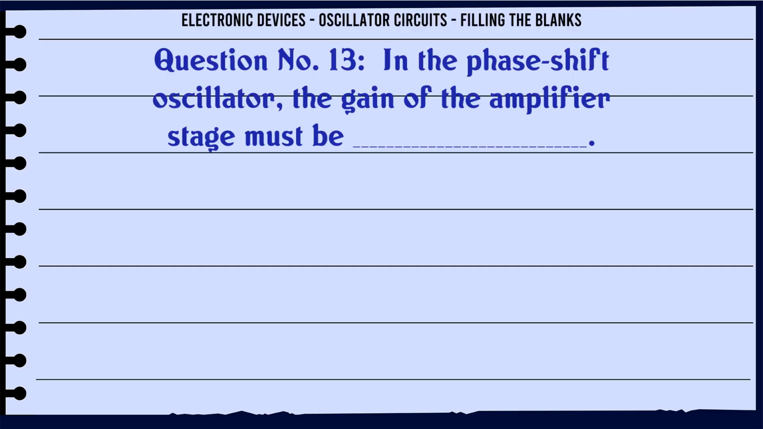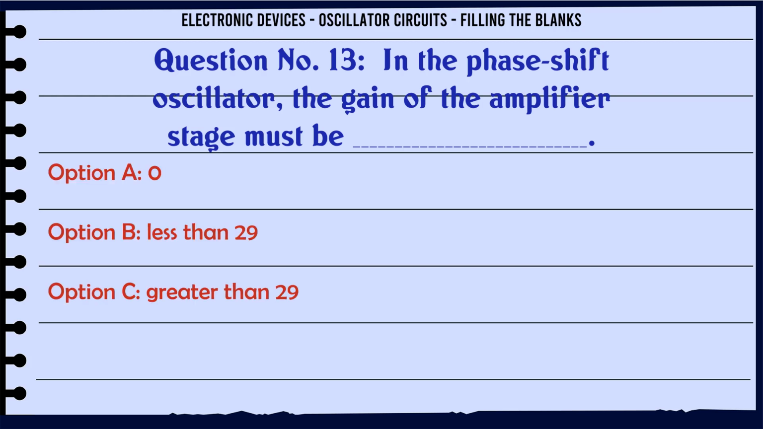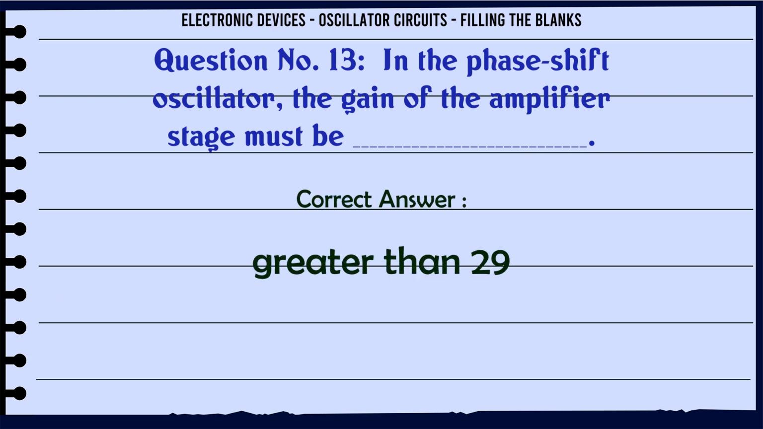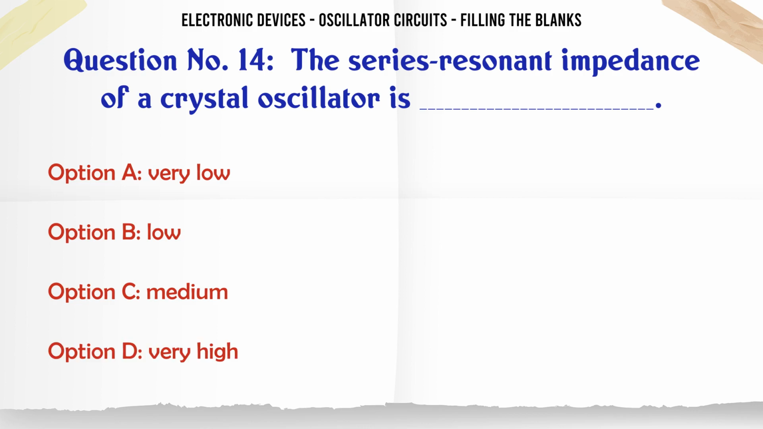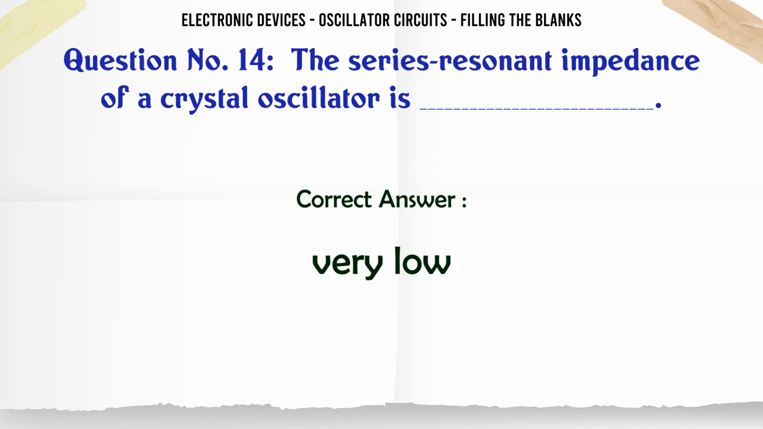In the phase shift oscillator, the gain of the amplifier stage must be A. 0. B. Less than 29. C. Greater than 29. D. The correct answer is greater than 29. The series-resonant impedance of a crystal oscillator is A. Very low, B. Low, C. Medium, D. Very high. The correct answer is very low.